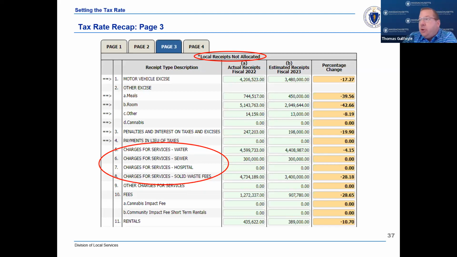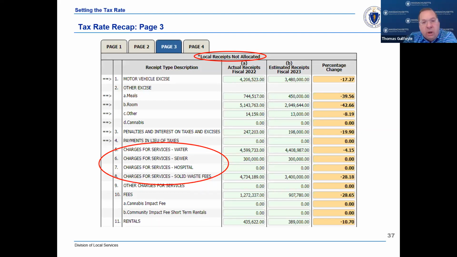Under lines 5, 6, and 7, some communities who are not enterprise or have water and sewer as estimated receipts would include them there. If you obviously have an enterprise fund, you'd be reporting it on the A2. Offset receipt, some places have it there as well. You'll do all your inputting on page 3 of the recap.